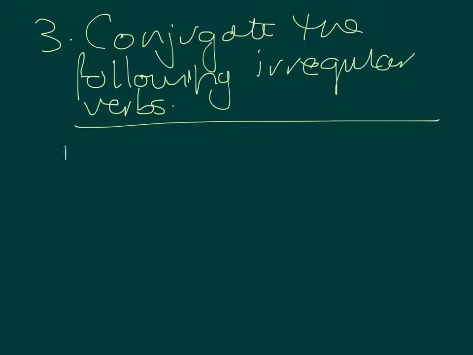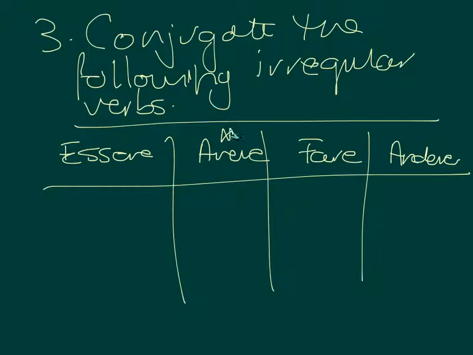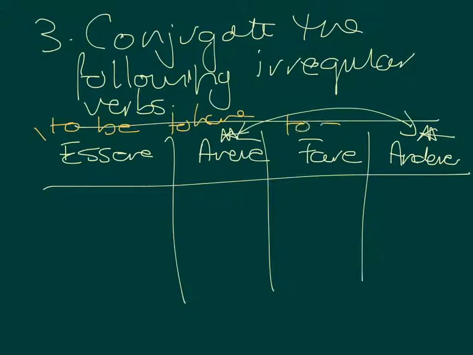So then you've got essere, avere, fare, and what was the other one? Andare. Now, you have to conjugate them. Please don't get this verb and this verb confused. A lot of people get to have and to go confused. So what does essere mean? To be. And avere, to have. Fare, to do. And the last one, to go.